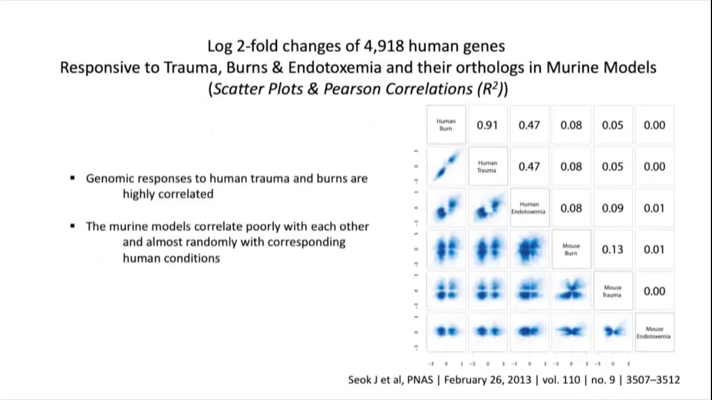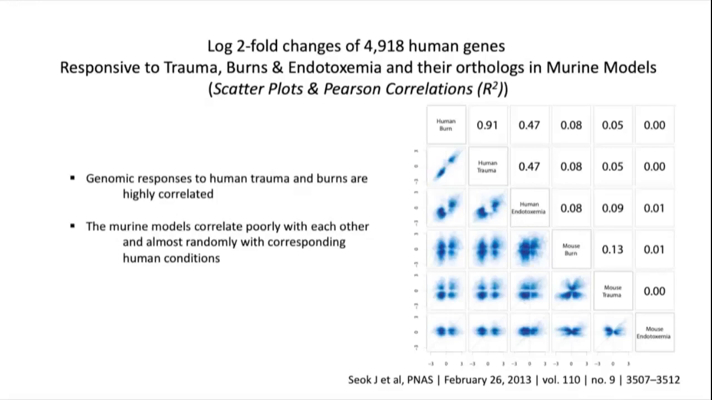It's a little involved study, but I've just taken one graph to emphasize the point. What they had done was look at around 4,000 or 5,000 human genes and compare them with the mouse genes, or orthologs of the mouse genes, in response to trauma, burns, or endotoxemia, three different conditions. In all, there is an inflammatory response. To their surprise, they found that if you compare the genes which are activated in the human burn versus the human trauma, there's a good relationship. You see, this is a scatter plot.